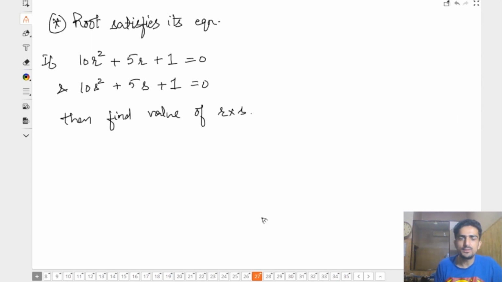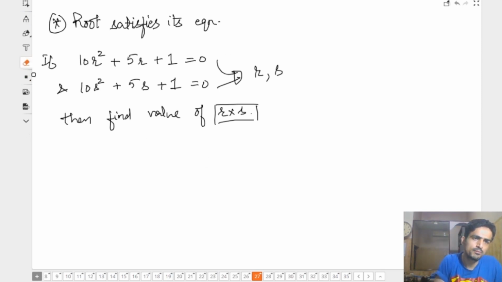Now guys, what first approach comes to mind? Okay, nobody solves it, right? Nobody solves it, just listen to me. The first approach that comes to mind is, let us solve these two equations and find r and s, and then we will get r into s. Problem solved. No doubt it will be solved.